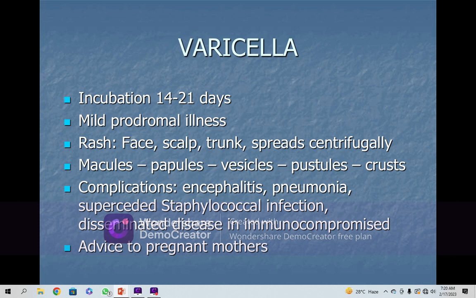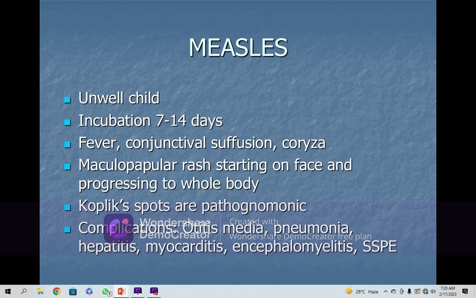No specific therapy is there to save you. This is a common one, measles. Now measles is an infection usually seen in childhood. But I have seen it in teenagers, and also at the ages of 30, 35 years. Measles is of many types. It is the classical measles which we are discussing. Measles is caused by a virus. An unwell child, incubation period 7 to 10, 14 days.